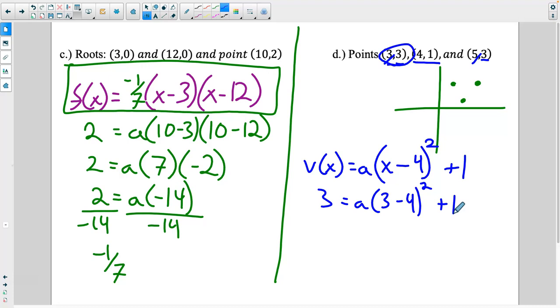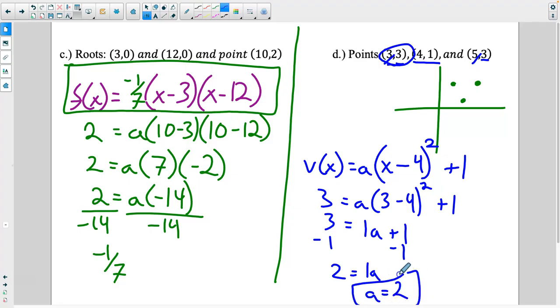It's pretty accurate. Okay. Where'd you mess something up? What's 3 minus 4? And when you square negative 1, it gives you positive 1. Okay?